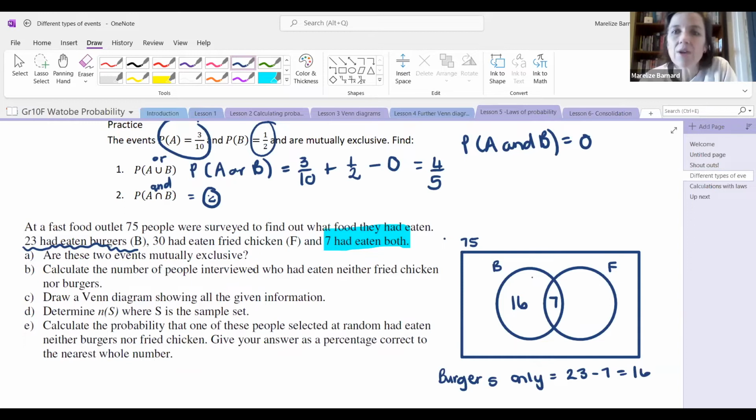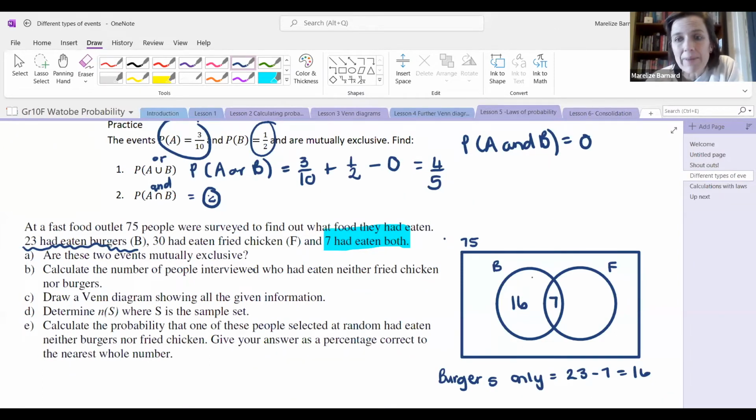Okay, make sure you understand. The golden rule is to always start with the intersection. And the intersection is where the overlap is, the people who ate both. So how many people ate fried chicken only? Let's see who's been paying attention.